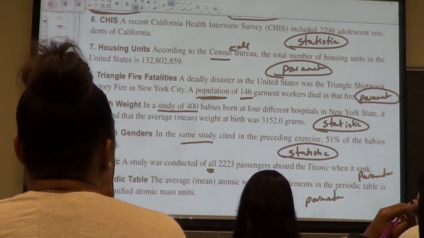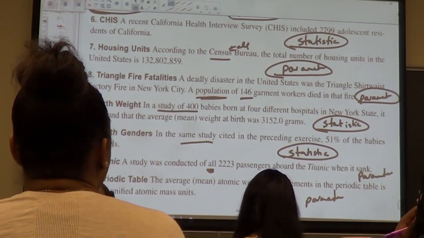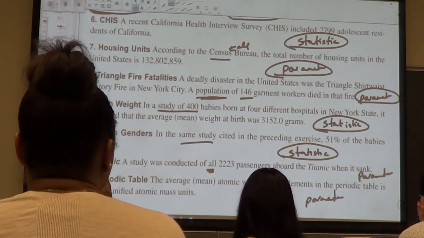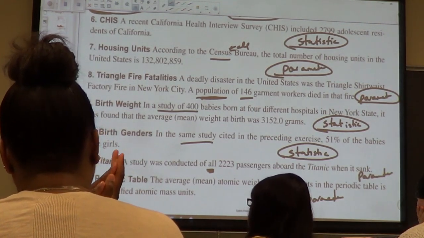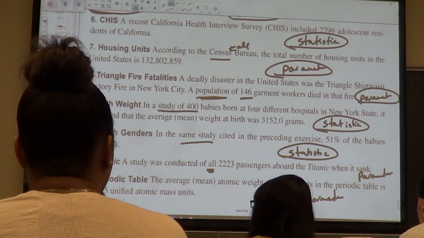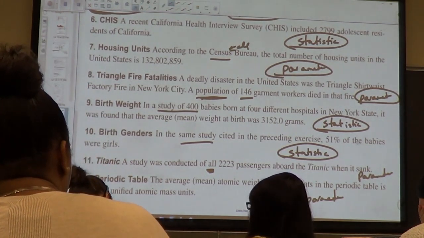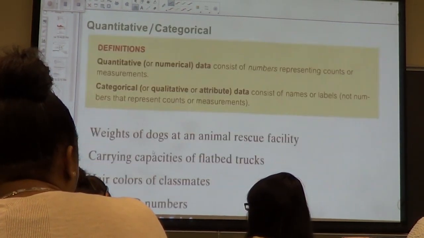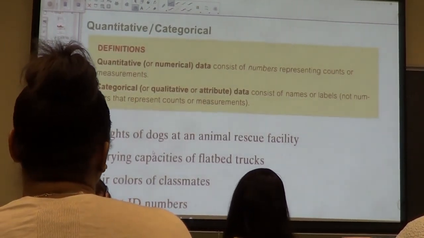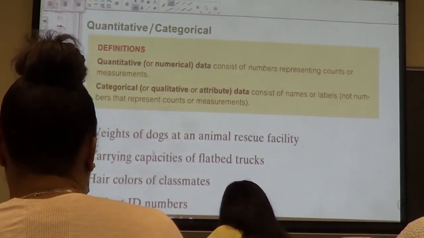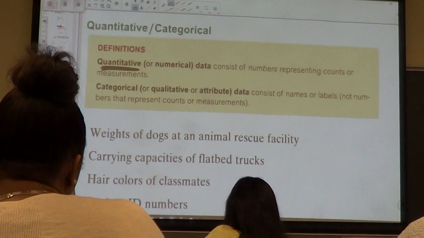We are looking at all the elements on the periodic table. So if you know population and sample, then you know parameter and statistic. Good? All right. Next thing really quickly is qualitative and quantitative.